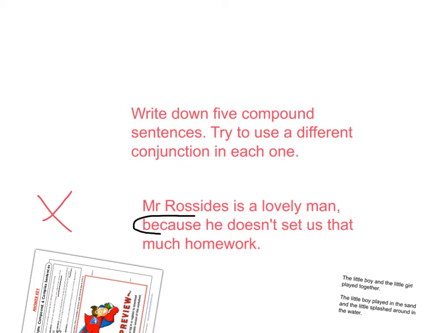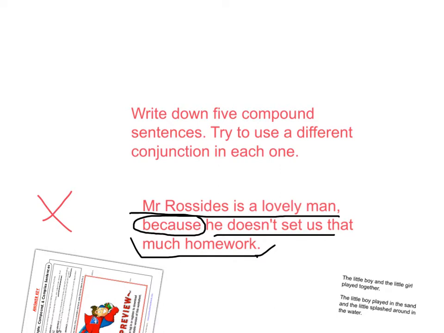Now, this is your conjunction. And you'll notice that Mr. Rhasides is a lovely man, stands on its own, therefore it's a main clause. He doesn't set us that much homework, could also be a main clause. So that is an example of a compound sentence. So 5 of your own now, folks.